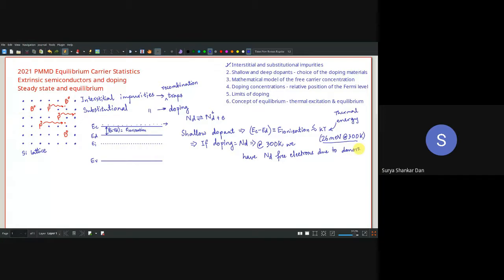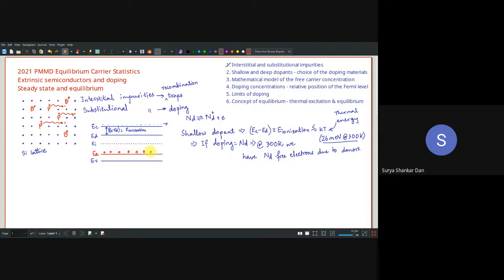Okay, understood everyone very clearly? All right. Similarly, if we have acceptors, they are definitely going to have their energy level somewhere here. Okay, so they are essentially having holes.